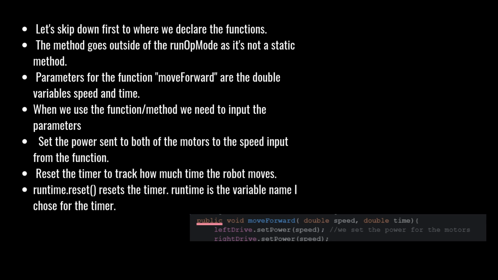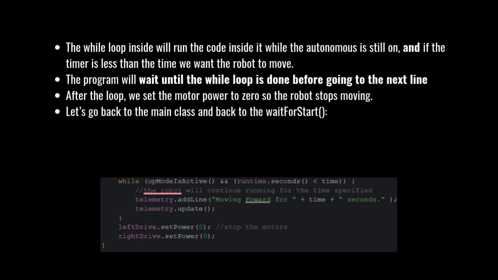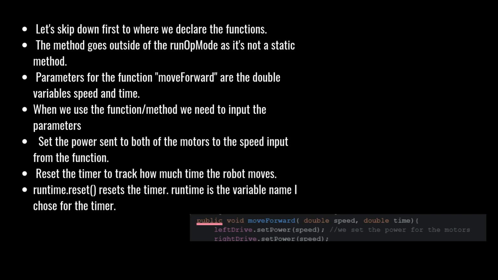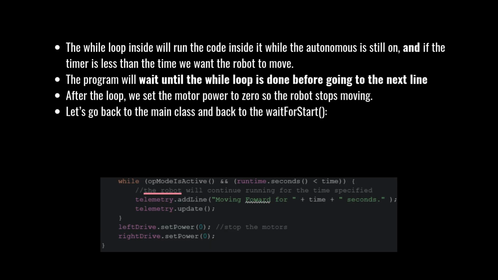To use this, first we set the speed of the motor to the speed that we inputted. Make sure when you do this to call time.reset() to reset the timer, and it will immediately start tracking time. Then we have a while loop: while the autonomous is still on and the seconds since we reset the timer is less than the amount of time we specified, it will continue doing what it was already doing, since there's nothing in the loop. After it breaks out of the while loop because the time is done, it will set the motor power to 0 and stop everything.